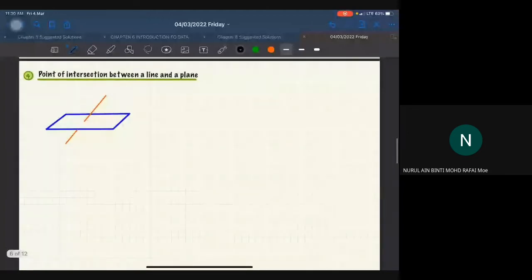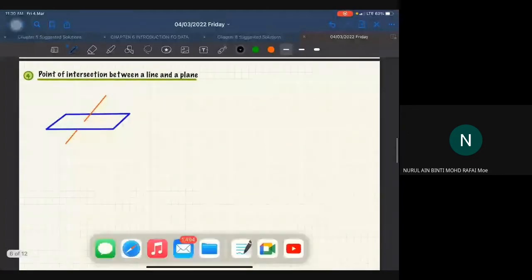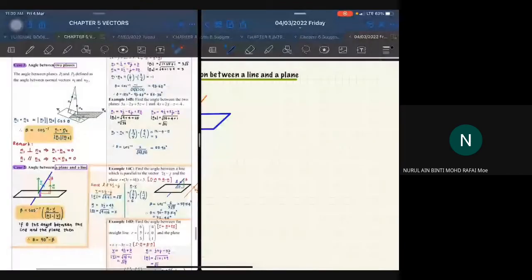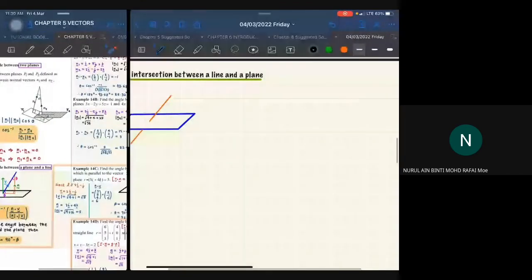Alright, so point of intersection between a line and a plane. So again, let me open my notes on the left side. So your eyes should be fixed on the right hand side. So far quite good. Okay, better.